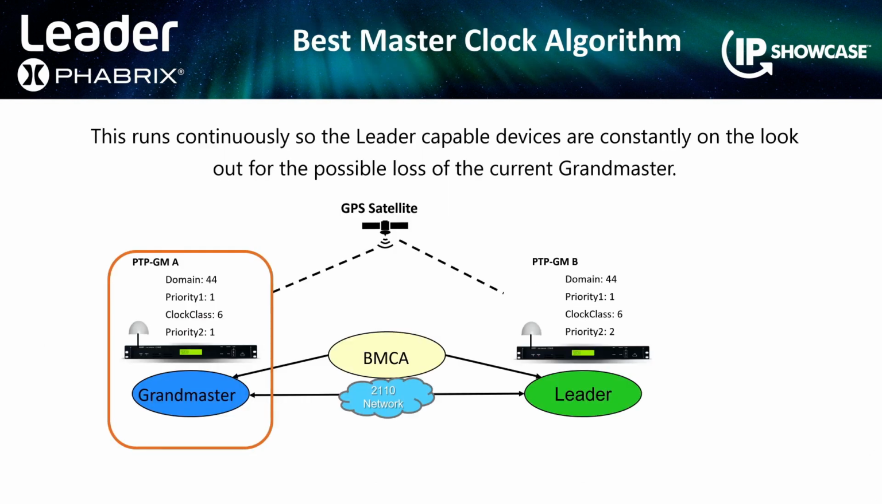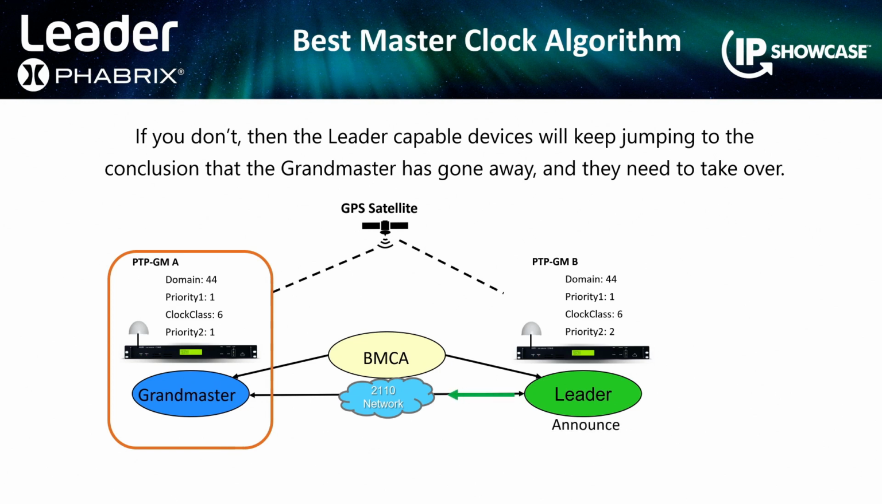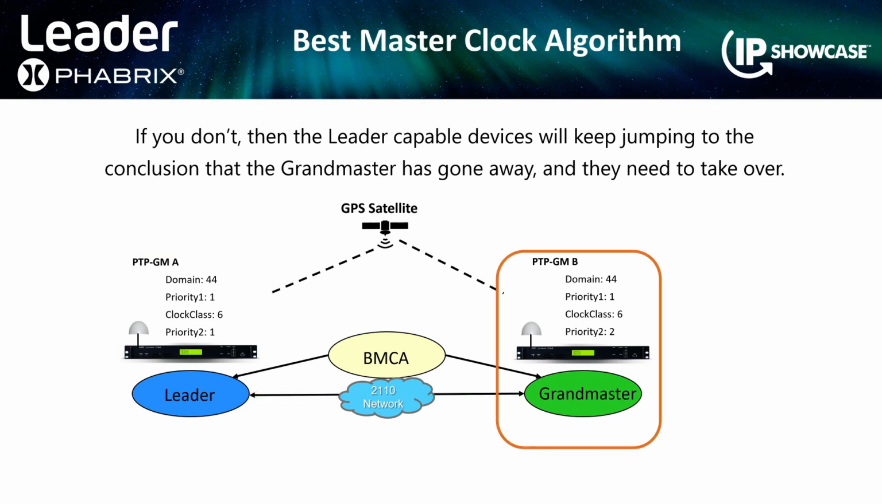So as I said, this runs continuously, so the leader capable devices are constantly on the lookout for a possible loss of Grandmaster. For this reason, you want the network timeout detection to be longer than the timeout interval of the best master clock, Grandmaster or leader. If they don't, then as you're going to see here, the leader capable device will keep jumping in, and because of the way the best master clock algorithm works, it will go back again, and then you're going to have a timing reference network that's going to be unreliable.